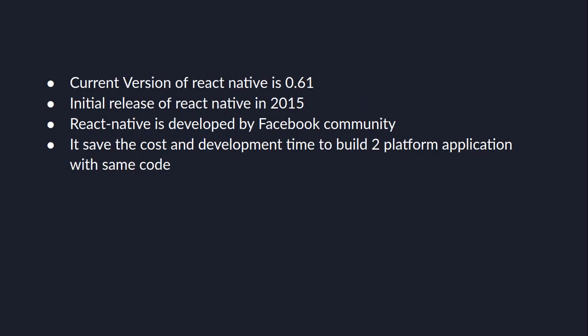So now let's see. The current version of React Native is 0.61, and the initial release of React Native was in 2015, right? It is developed by the Facebook community, and we can save cost and time with React Native because we can develop two or three platform applications with the same code. You can target iOS, Android and sometimes Windows also.